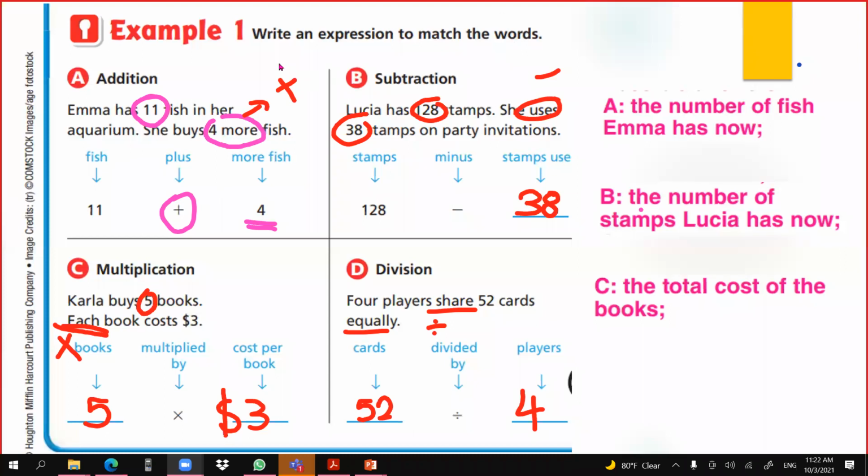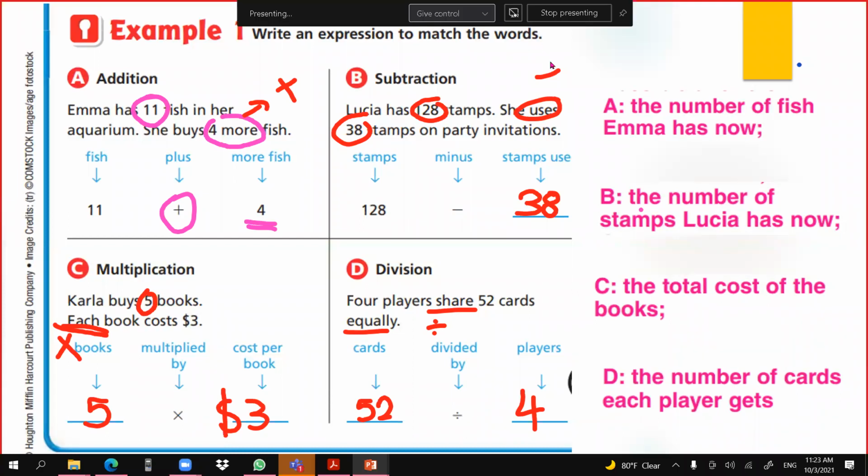An expression, because I ask you now to write an expression. Bravo. Now what does the expression model here in this example? 52 divided by 4. Bravo, the number of cards each player gets. Thank you. The number of cards each player gets. Okay, I give you 1 minute only to write.